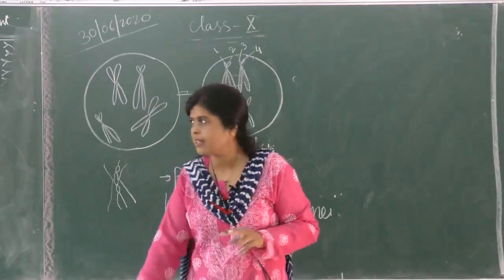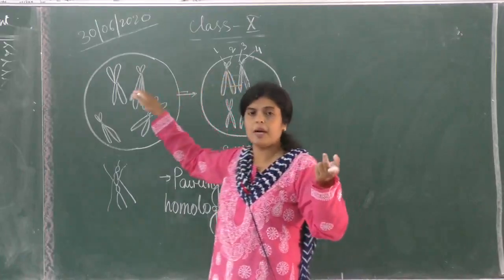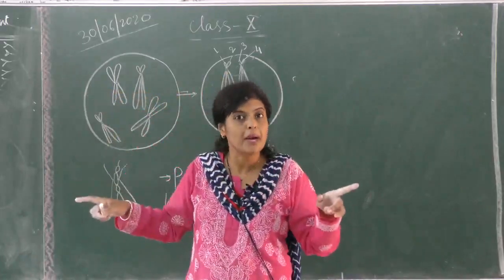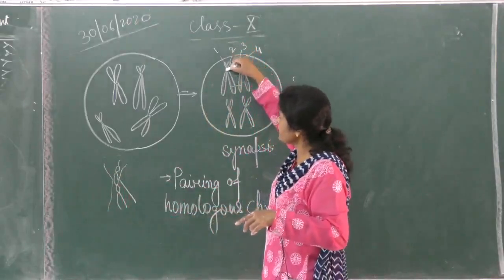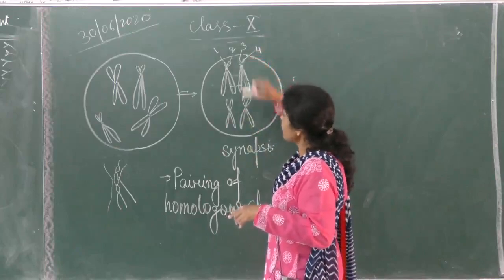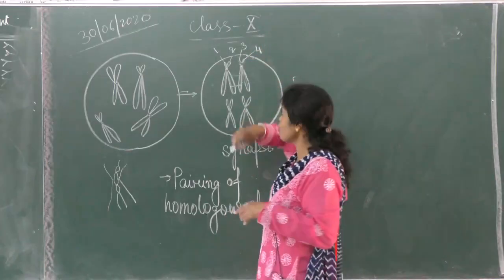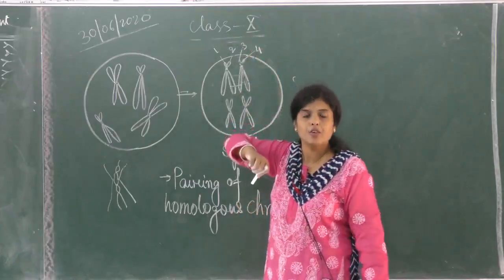What are sister chromatids? The chromatids which are attached to the same centromere. We have done in mitosis, you remember, sister chromatids separate. So 1 and 2 are sister chromatids because they are attached to the same centromere. 3 and 4 are sister chromatids because they are attached to the same centromere. 2 and 3 are non-sister chromatids.